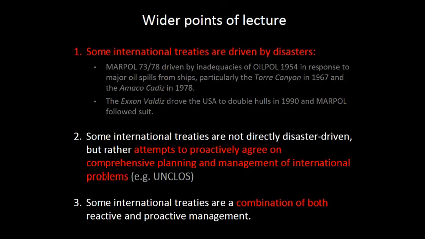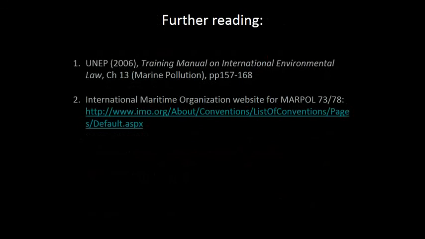Other points: some international treaties are not directly disaster driven, but rather attempts to proactively agree on comprehensive planning and management of international problems. UNCLOS is a good example. I've also mentioned ozone. Some international treaties are a combination of both reactive and proactive management. So, further reading: there's the training manual if you want to read about marine pollution, chapter 13. And then the IMO website has plenty of material about marine pollution if you're interested in that topic.